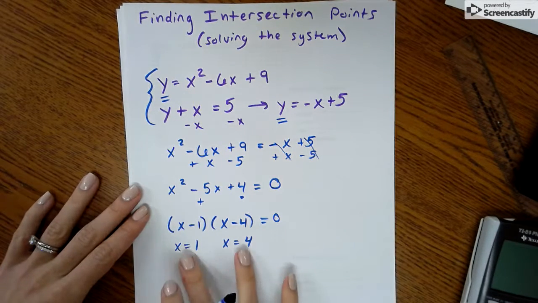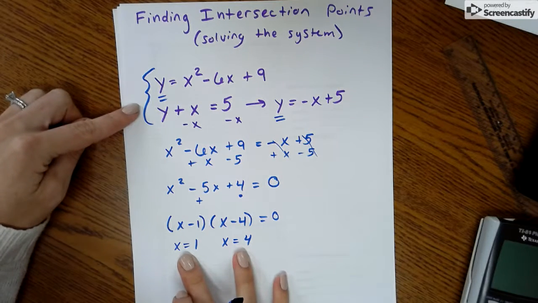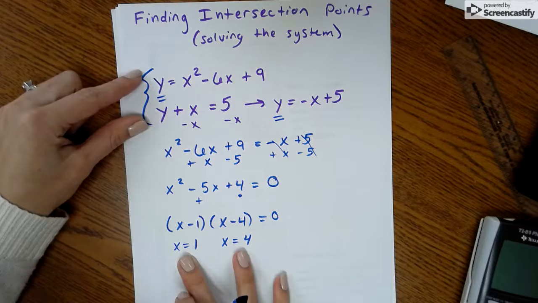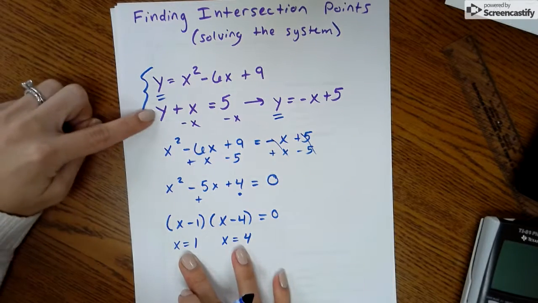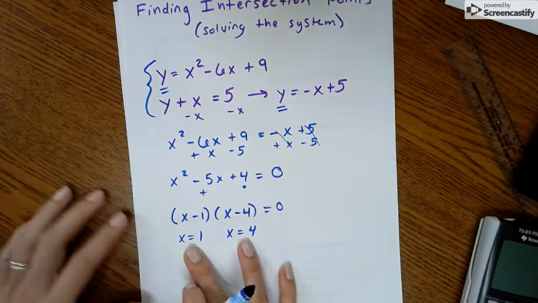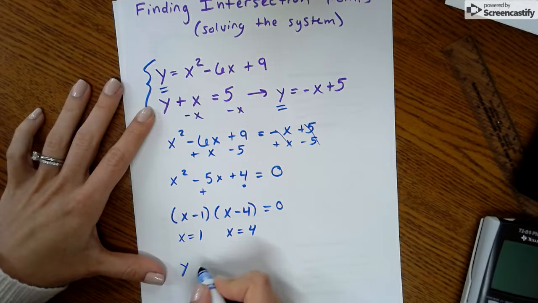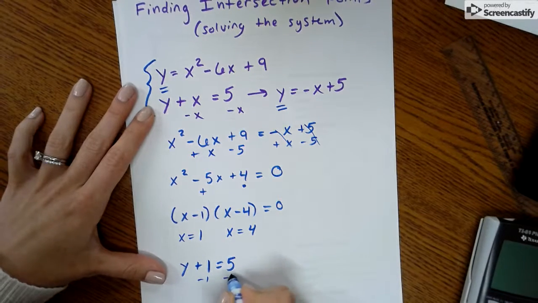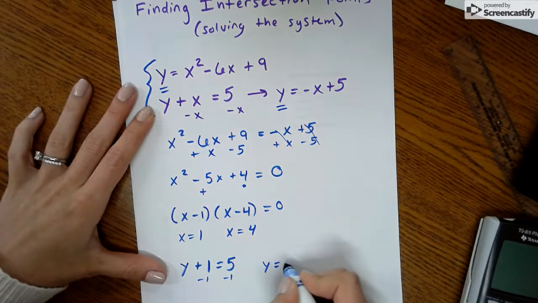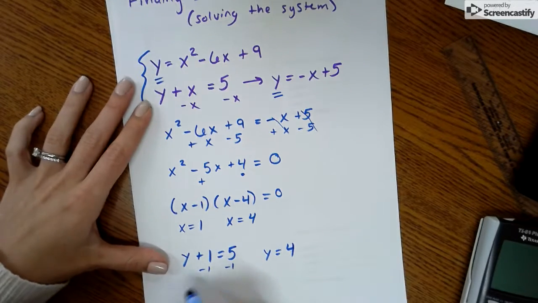So what I'm going to do is take these two x-coordinates and plug them into either one of the two equations, because if it's a point on the intersection, the point should work for both equations. I typically take the easier one, which I think is this one, okay? So I'm going to plug in 1 and I'm going to plug in 4. So y plus an x value of 1 equals 5, and then solve. So subtract 1 and I get y equals 4, and then I'm going to plug in 4.